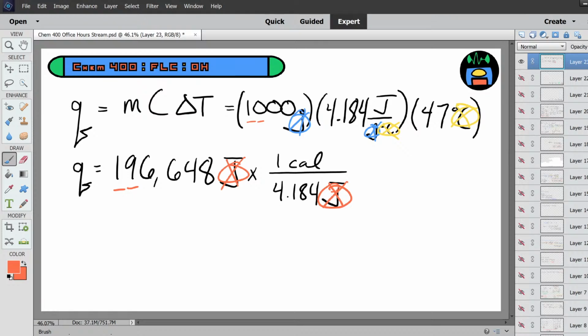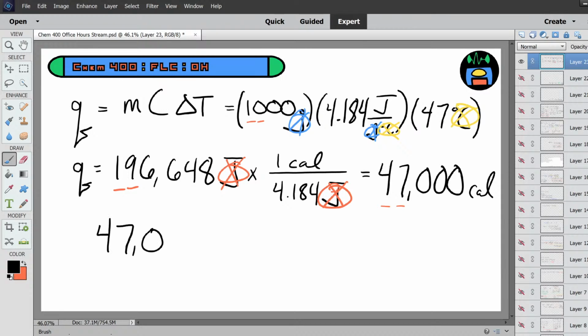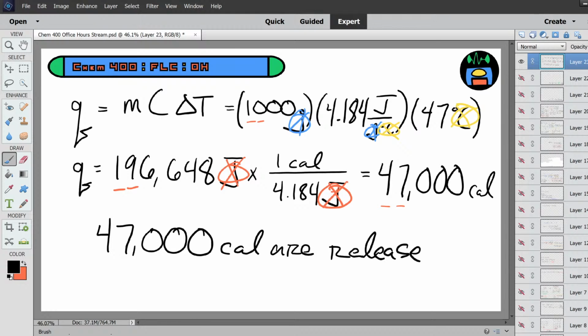And 196,648 divided by 4.184 comes out to a shocking number. This is unnervingly symmetric. 47,000 calories. I can only have 2 sig figs, but 47,000 only has 2 sig figs. So 47,000 calories are released when this chocolate bar is burned.